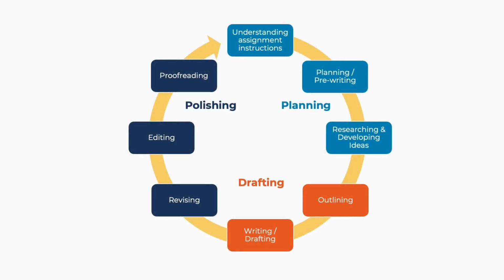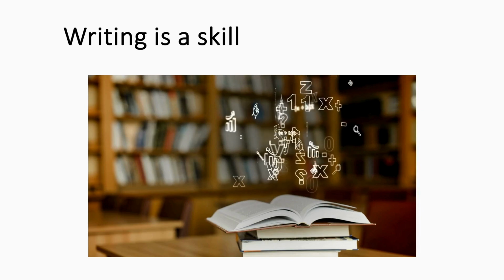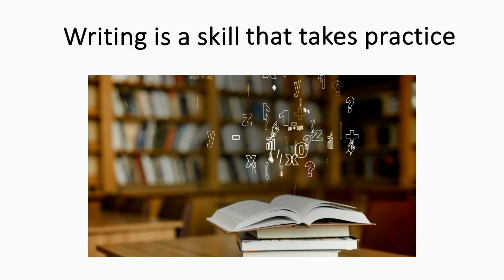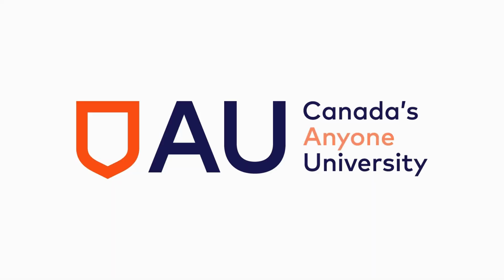So let's just review. The writing process has 3 phases: planning, understanding your assignment instructions, planning and pre-writing, researching and developing ideas, then drafting, outlining and writing, and then polishing, revising, editing, and proofreading. Our next webinar is going to look at the planning phase. So I hope that you come and take a look at that webinar. But remember this as a final note, that writing is a skill that takes practice.